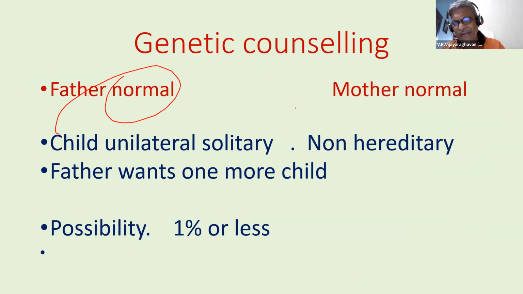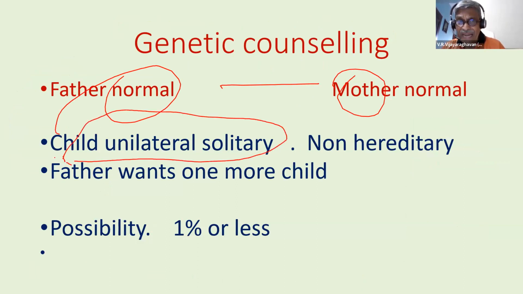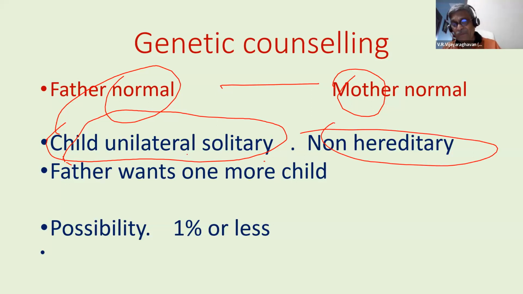You see now, the father is normal. The mother is normal. They are going to have a child. The child has unilateral solitary tumor. That means this child is a non-hereditary pattern. There is no mutation before fertilization. Both mutations occurred in the retina after fertilization only. That is non-hereditary. Father normal, mother normal, the child has a non-hereditary pattern.